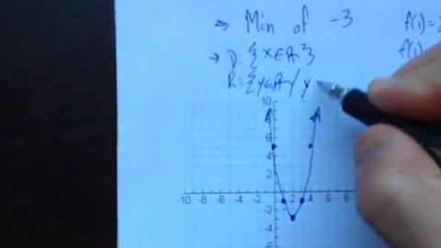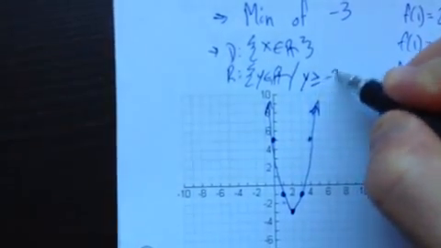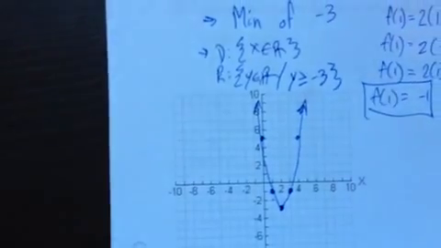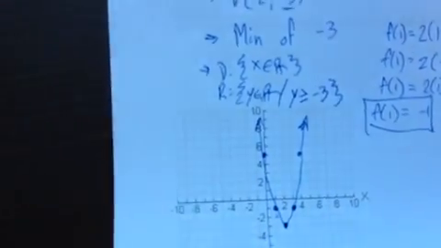How do you write that? Where y is greater than or equal to negative 3. So that's problem number 1. Let's take a look at example number 2.